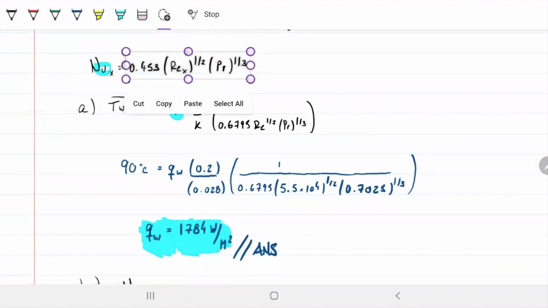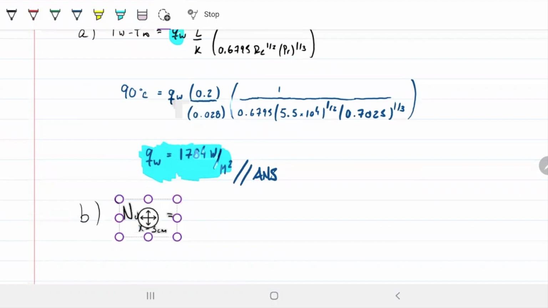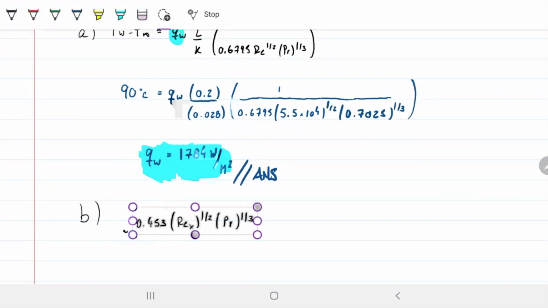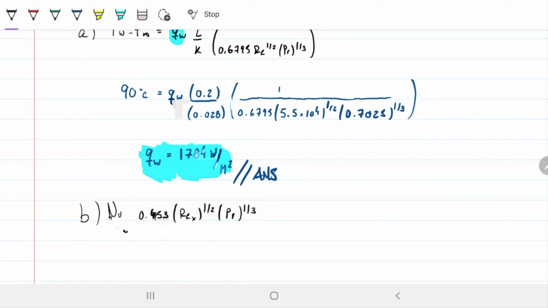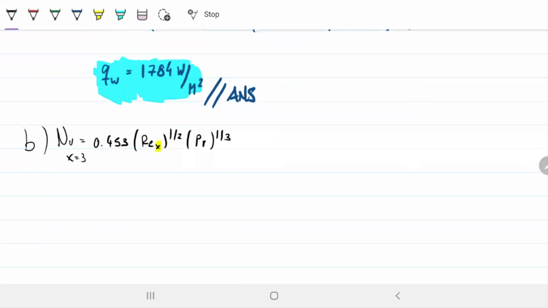The only thing we need to keep in mind is that for x equals 3, this Reynolds here is also the local one, right? So if I go ahead and plug Reynolds as 5.5 times 10 to the fourth, that will be incorrect, because that's the Reynolds of the whole length of the plate, at x equals L. And at the moment, I want Nusselt at 3 centimeters, so I'm going to have to find Reynolds at 3 centimeters.